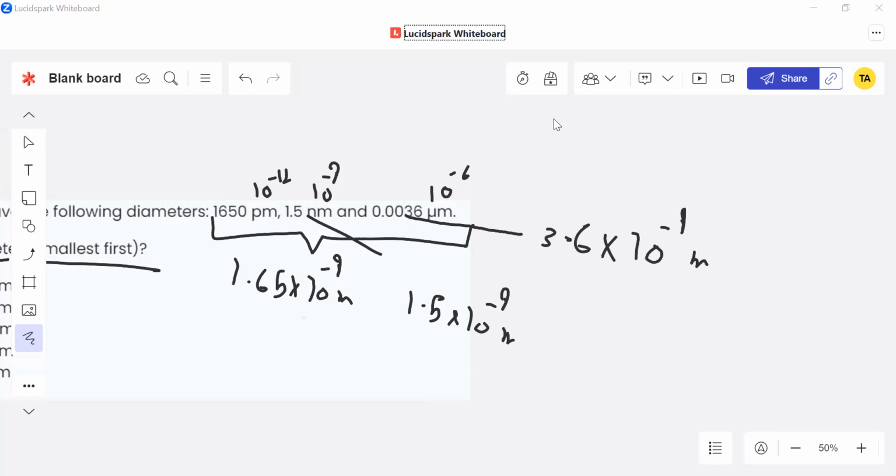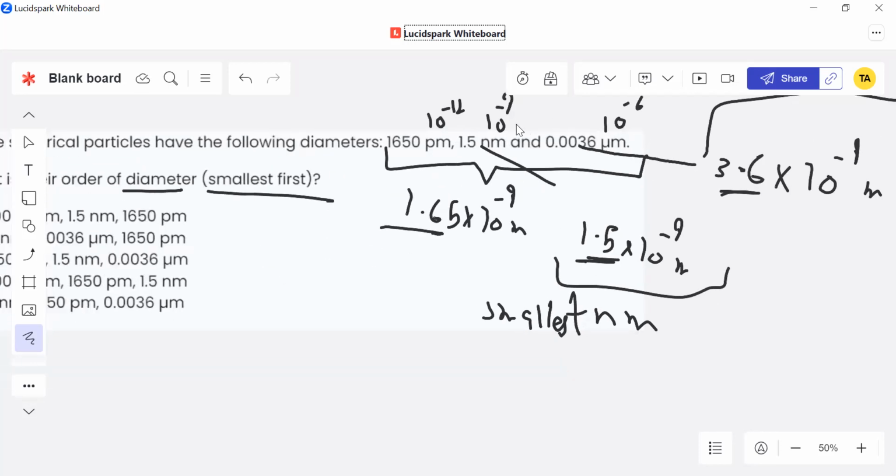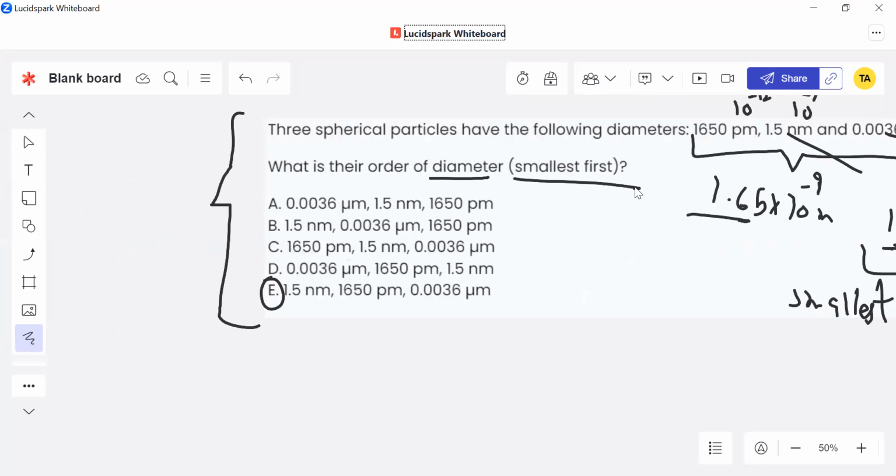Which is the smallest value? This one, right? The nanometer. Nanometer is the smallest, and the biggest one is micrometer, because all of them have the same prefix now, so I can use the original values right here. So 3.6 micrometer is the biggest, and nanometer is the smallest. So yeah, E is the right answer.